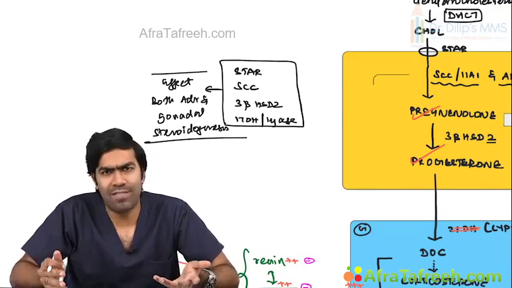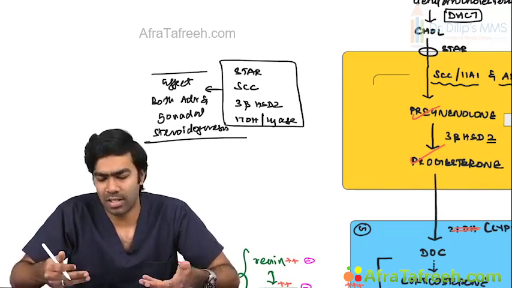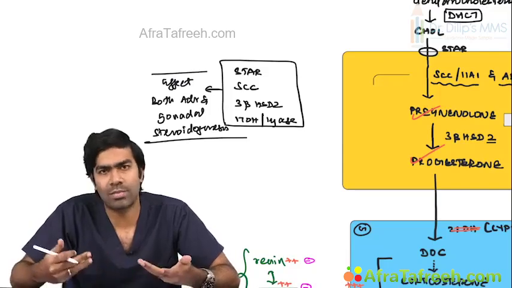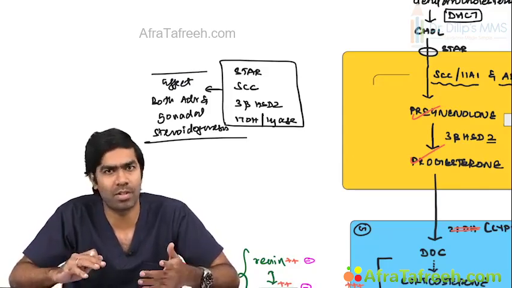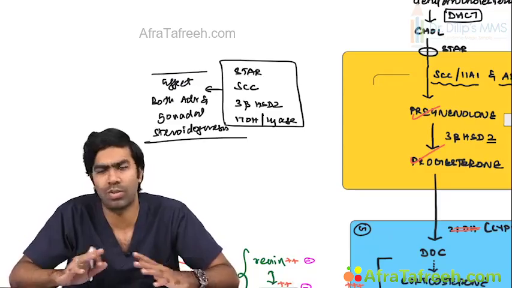And in almost every single condition involving the 4 defective enzymes which I have mentioned here, there will definitely be adrenal hyperplasia, because cortisol output in these conditions will surely be low. There is no doubt about that.